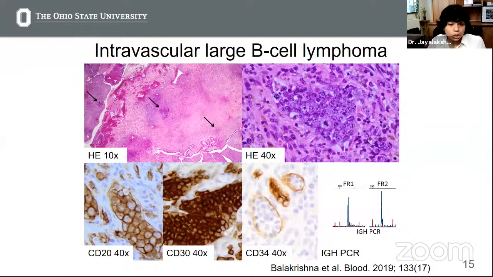And these tumors are very aggressive and very often diagnosed only on autopsy. So it is important to keep this in mind when you are looking at biopsies. If you see atypical cells and if you see them within vessels, think about this and do the stains and further workup. To confirm the intravascular location, we may need to do CD34 or CD31, the endothelial markers.